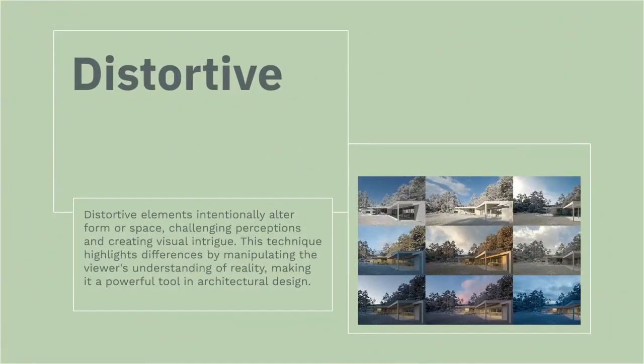And the first term is distortive. So, distortive elements intentionally alter form or space, challenging perceptions and creating visual intrigue. This technique highlights differences by manipulating the viewer's understanding of reality, making it a powerful tool in architectural design.